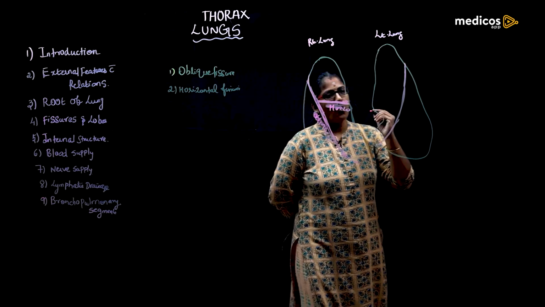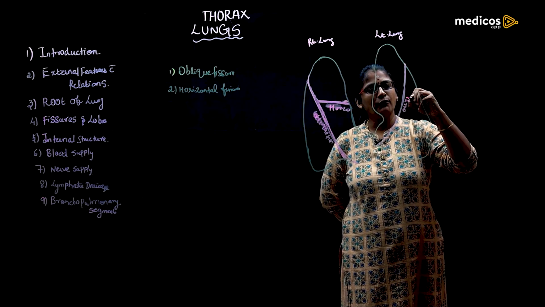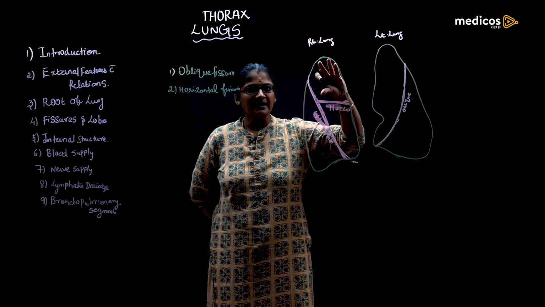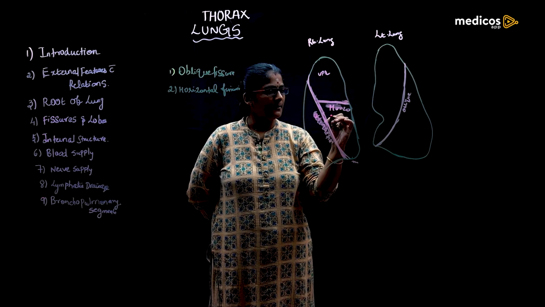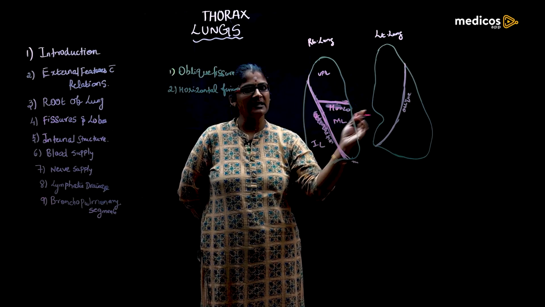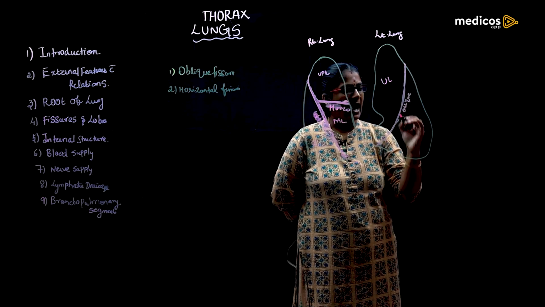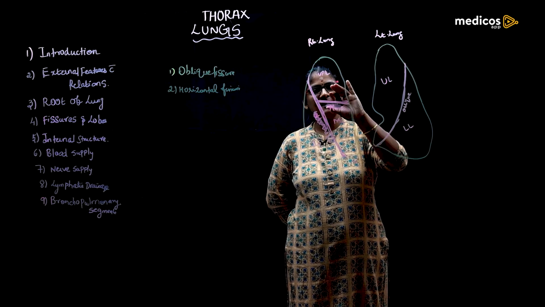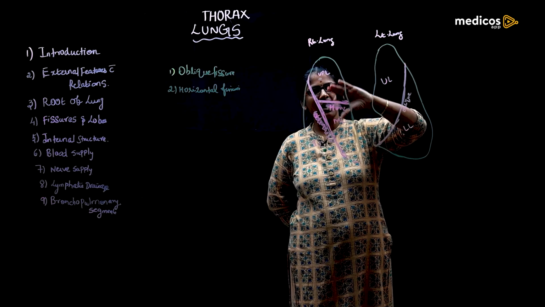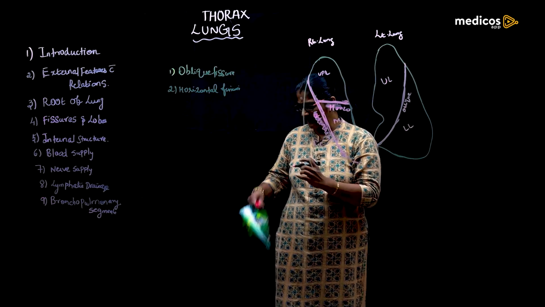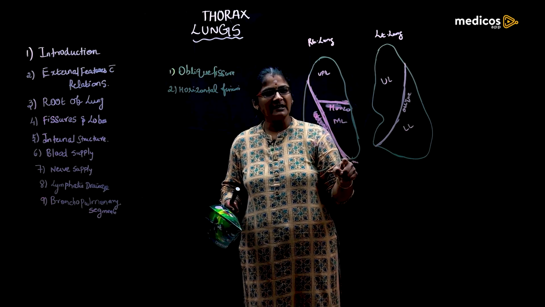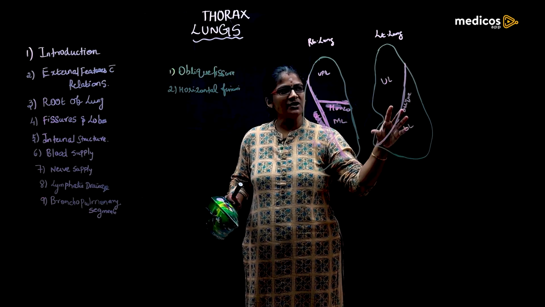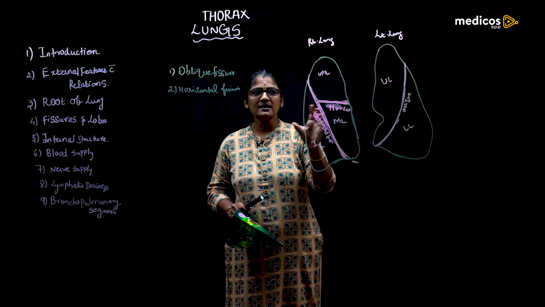But in the case of the left lung, there is only the oblique fissure; there is no horizontal fissure. So the right lung has the upper lobe, middle lobe and inferior lobe, but the left lung has only the upper lobe and the lower lobe. There is no middle lobe in the left lung. In the right lung, the horizontal fissure divides the upper part into the upper lobe and the middle lobe. The oblique fissure of the right lung divides the upper and middle lobes from the inferior lobe, but in the left lung the oblique fissure divides the upper lobe from the lower lobe. That is the difference in the fissures.